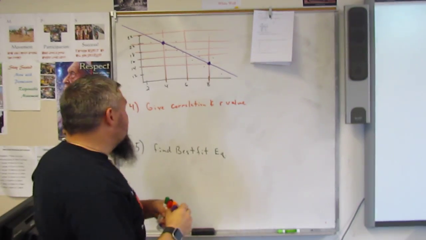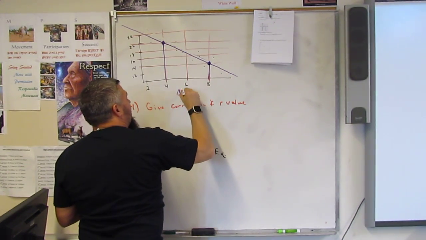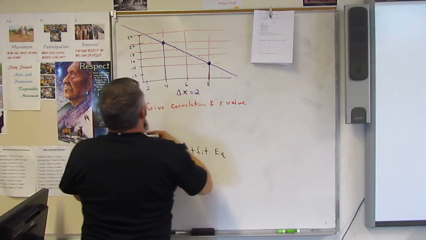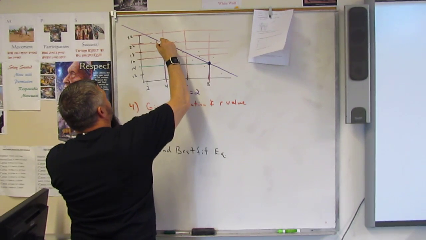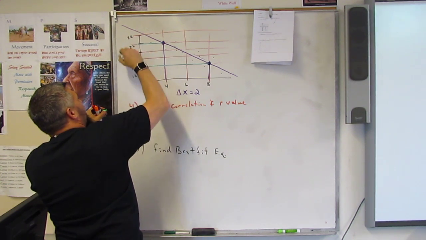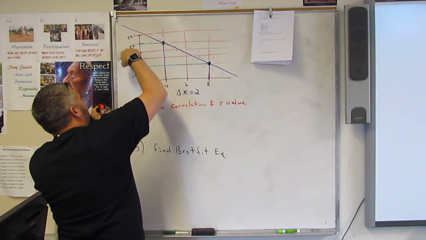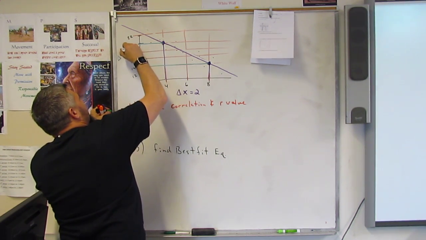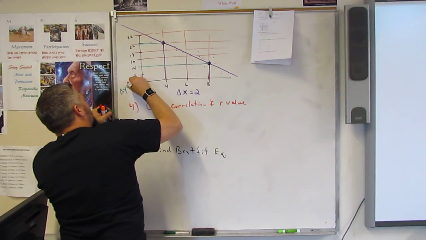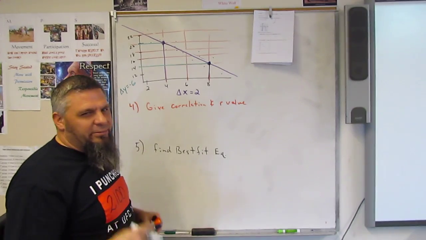So I can find delta x equals 2. There's a 2 from 4 to 8, right? And I can find delta y, which is 14 to 20. That's 6. Now it's going down from left to right, so that's negative 6. So delta y is equal to negative 6. I'm going to use that for 5, just prepping everything.